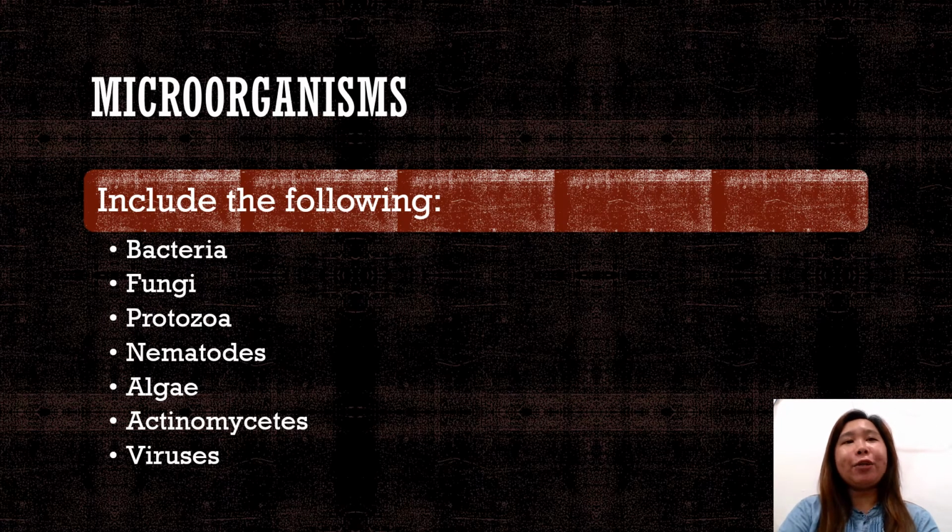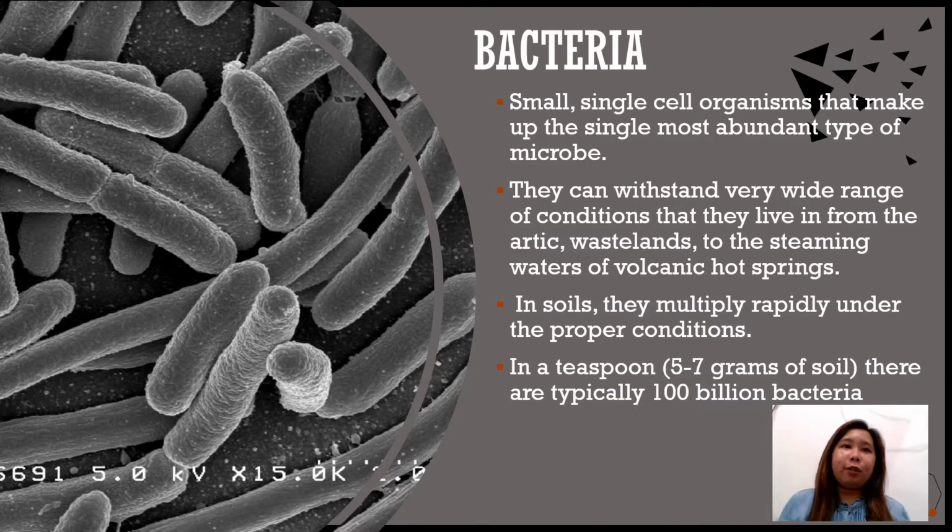So as I've said earlier, microorganisms include the following: bacteria, fungi, protozoa, nematodes, algae, actinomycetes, and viruses. So let's take a look in all those. So the first one is the bacteria. Bacteria are small, single-celled organisms that make up the single most abundant type of microbe. And these organisms can withstand very wide range of conditions that they live in, from the Arctic wastelands to the steaming waters of volcanic hot springs.